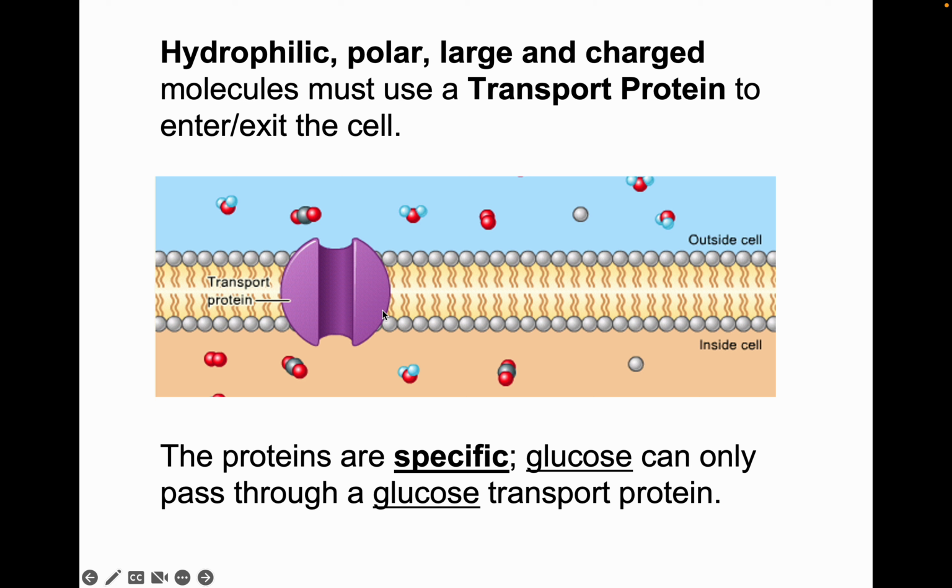Okay? So if you're a big, charged, water-loving molecule like glucose and you want to enter and exit the cell, you have to find the right transport protein at the gate.